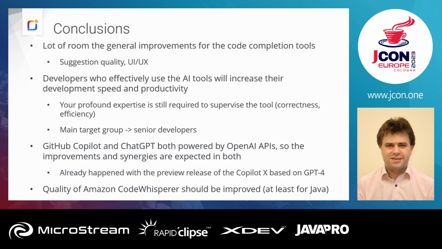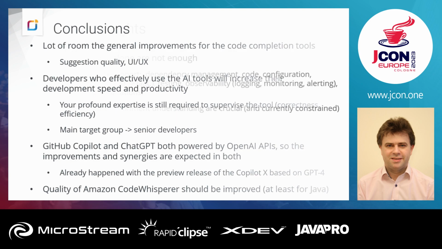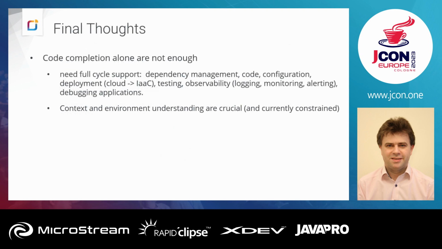So that's something different. GitHub Copilot and ChatGPT are both powered by OpenAI APIs. So improvements and synergies are expected, which is also happening with this Copilot X. And the quality of CodeWhisperer should be improved drastically currently for Java. I did not test it for other stuff.